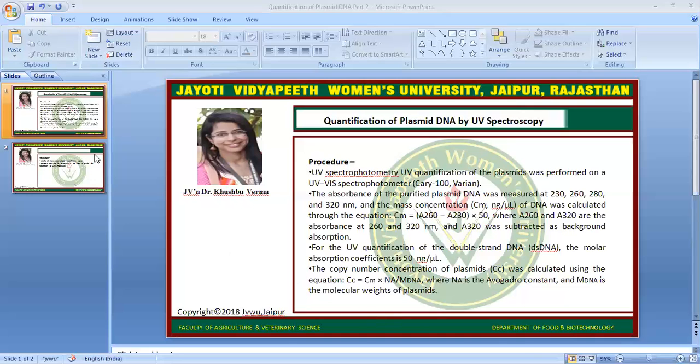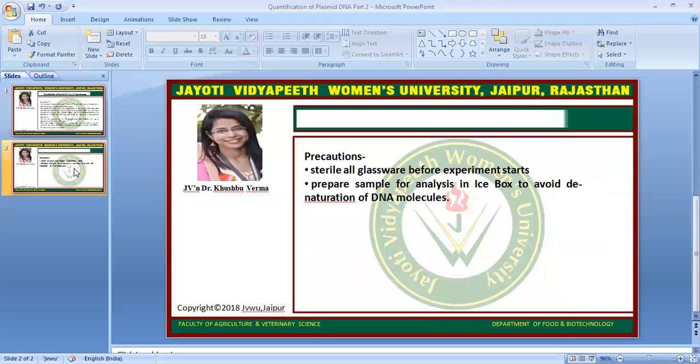After the completion of measurement, or during the protocol, we have to follow two instructions. First of all, we have to sterilize all the glasswares and equipment before the experiment starts, because we are using plasmid DNA material, so it can be degraded if our instruments or glasswares are not sterilized. Next, we have to put our plasmid DNA sample or dilutions in an ice box, not at room temperature, because it can be degraded after a few hours.